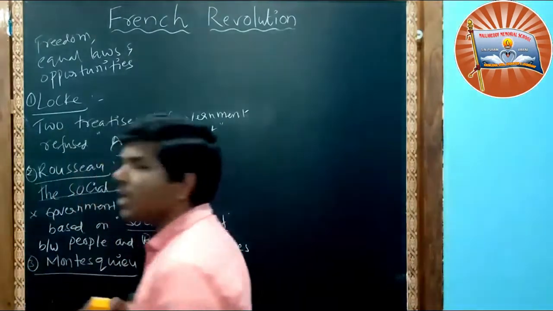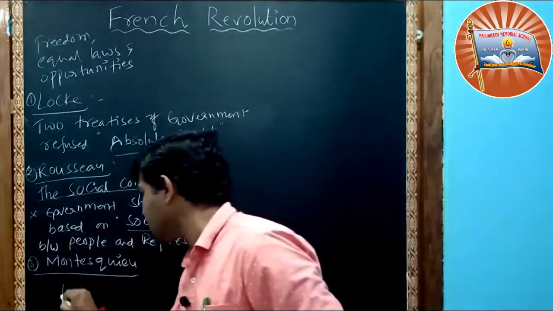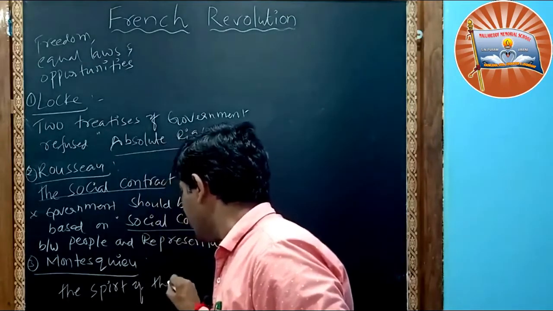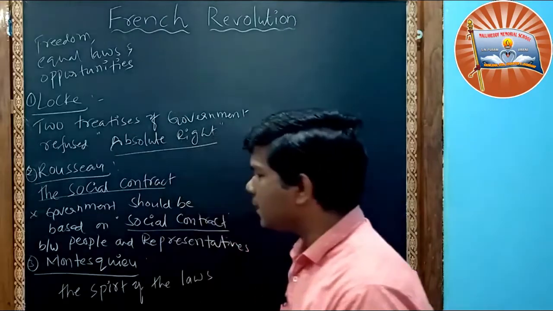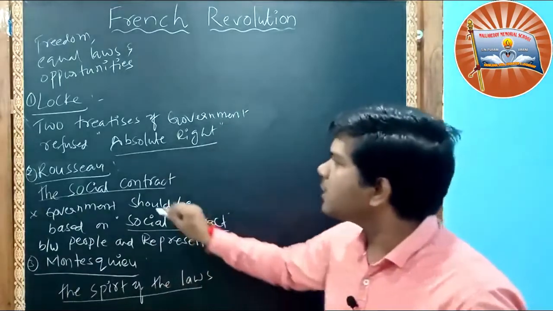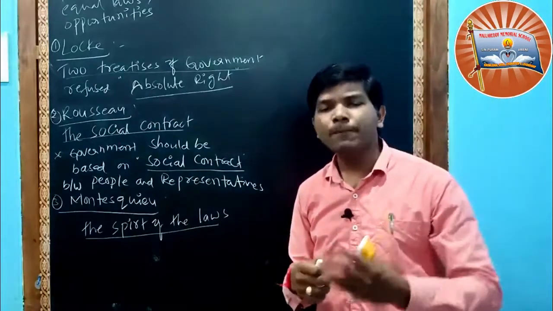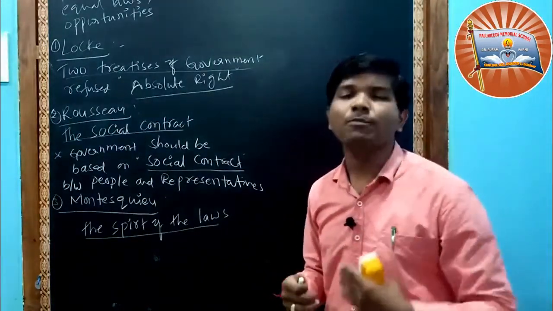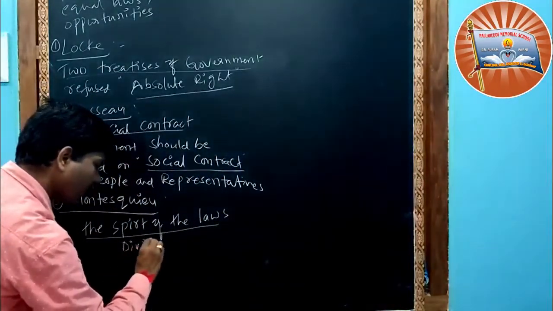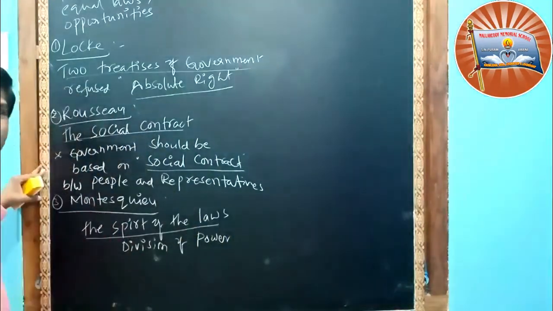Montesquieu wrote a wonderful book, The Spirit of the Laws. In The Spirit of the Laws, he proposed that there must be a division of powers. He proposed that division of power. Sir, what is division of power?